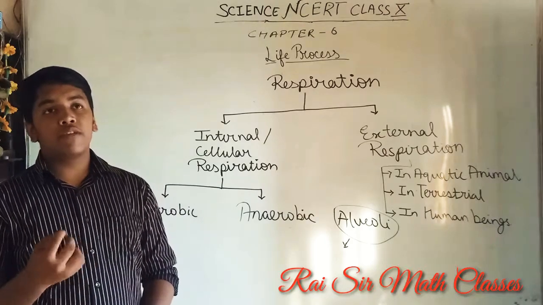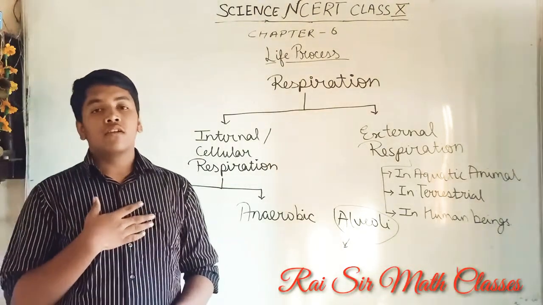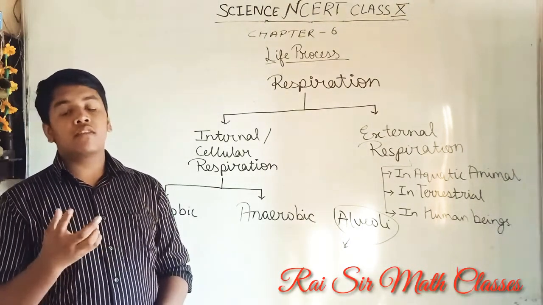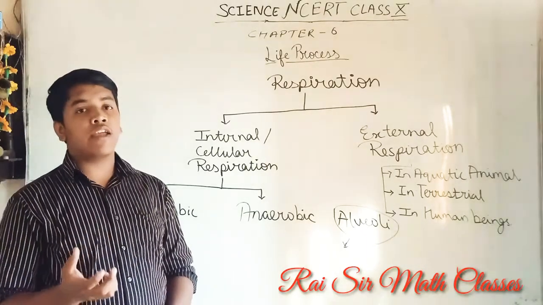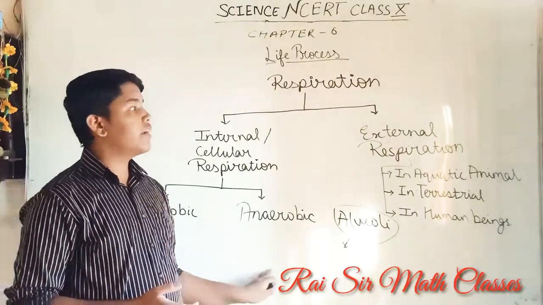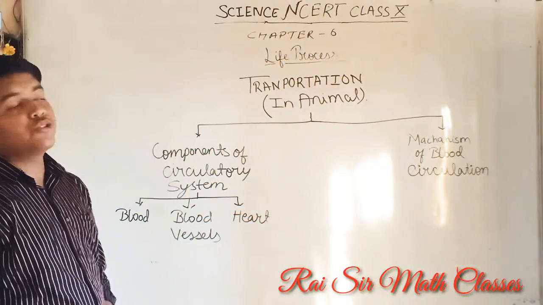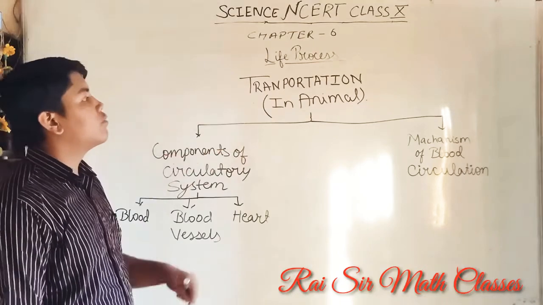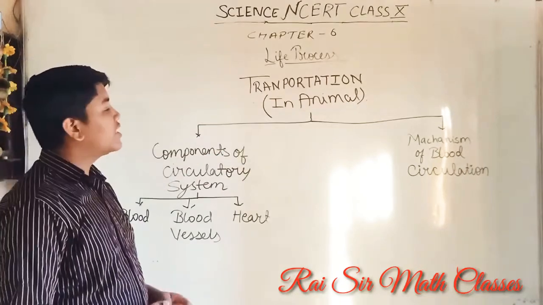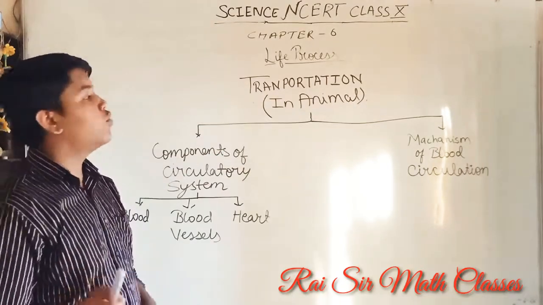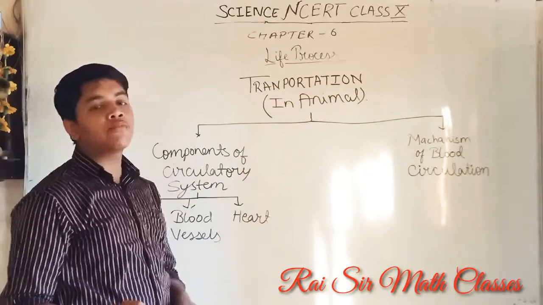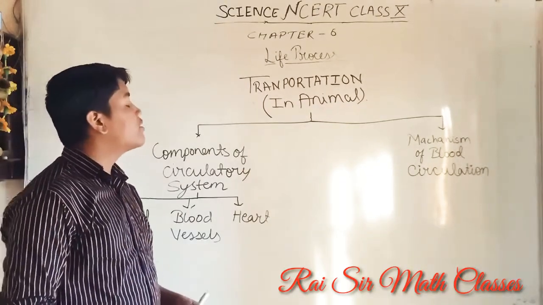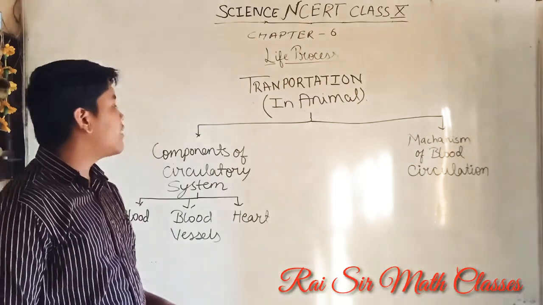Now when we breathe out, the ribs come down, the lungs contract and the air moves out. So we have completed the basic part of respiration. Now we are going to start a new topic of life processes, that is transportation. We are going to study it in two terms, in terms of animal and in terms of plant. We are starting with the first term, that is animal.